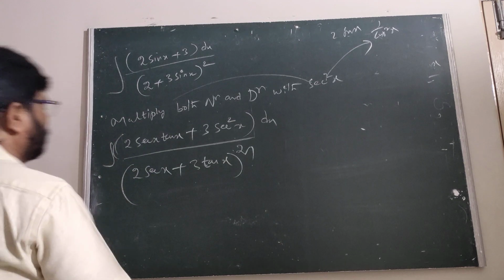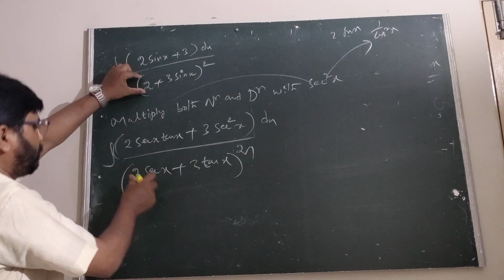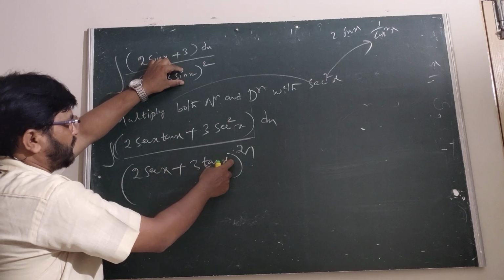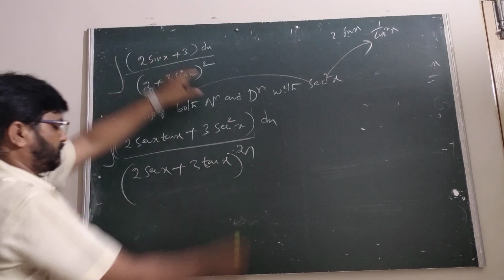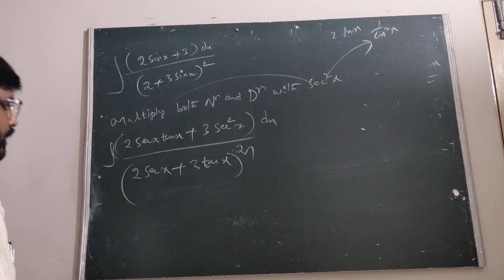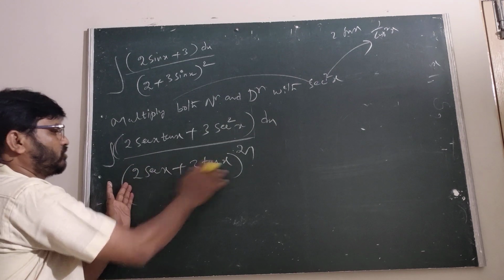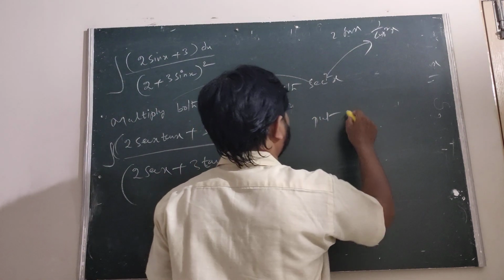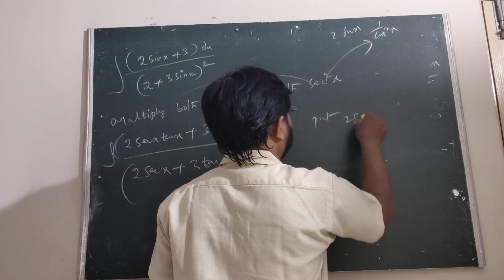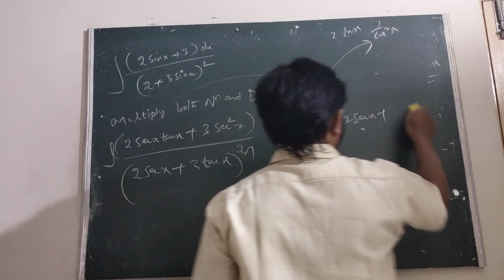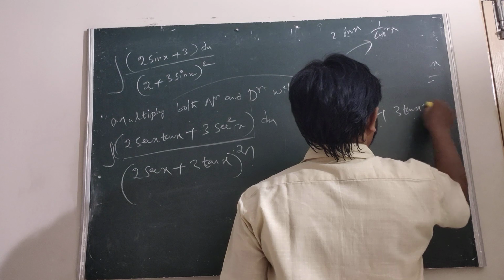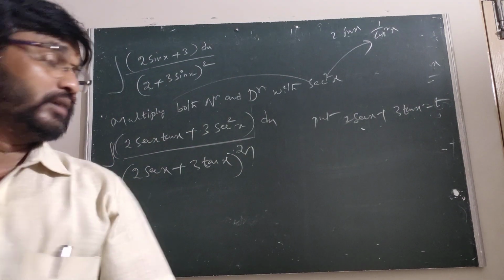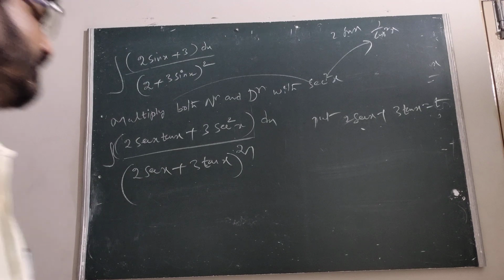Is it clear? We can write here 2 into secant x, therefore sin x into secant x. Secant x is the 1 by cos. Therefore we can take this one with t. Put, we are taking 2 into secant x plus 3 into tan x is the t.